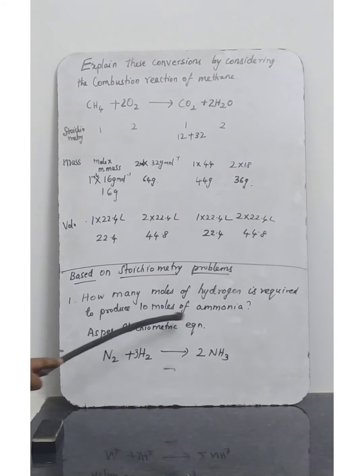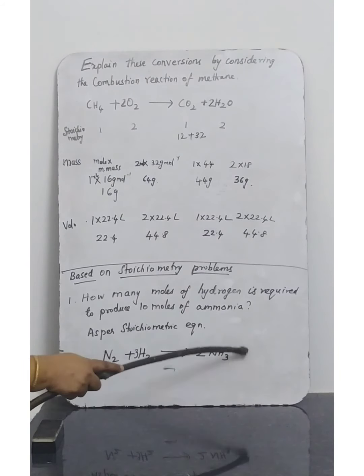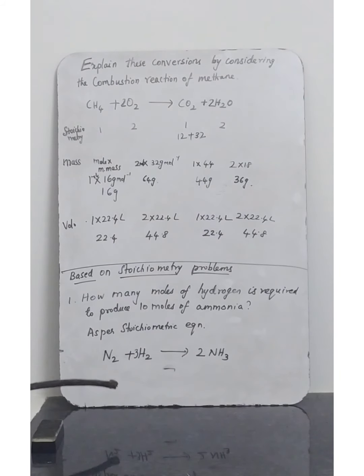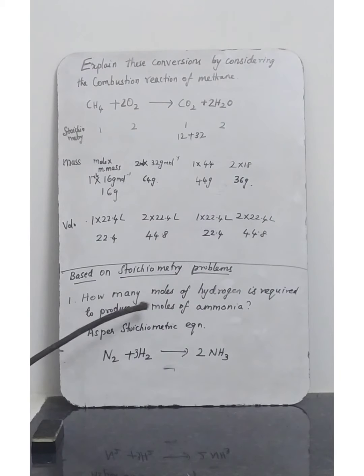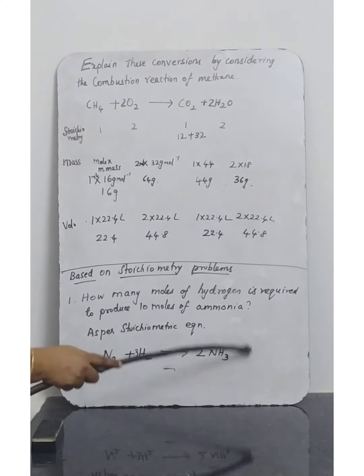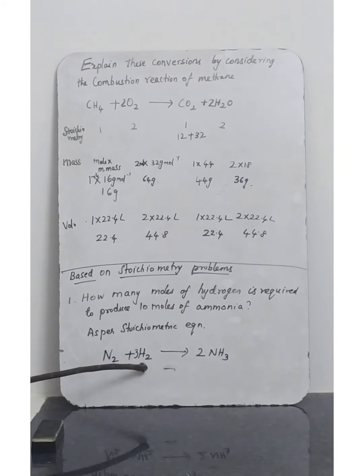Okay, so this is as per the stoichiometric equation. What equation will come for the preparation of ammonia, that is, from nitrogen gas and hydrogen gas? 1 mole of nitrogen and 3 moles of hydrogen combined will give 2 moles of ammonia. But what is your question? How many moles of hydrogen are required to produce 10 moles of ammonia? To produce 2 moles of ammonia, how much hydrogen do you require? 3. Then, for 10 moles of ammonia, how many moles of hydrogen will we require? That we will see.